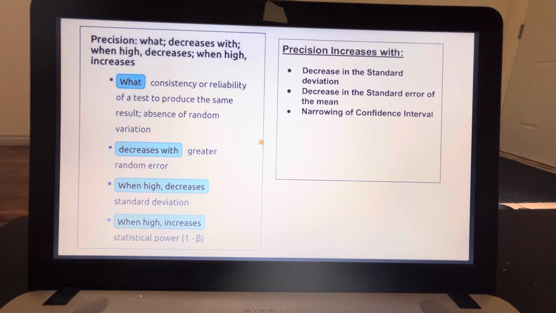So then we have precision. Precision is the consistency or reliability of a test to produce the same result if there should not be any variation. So it decreases with random error. When random error decreases, the standard deviation decreases, and the power increases. Precision increases with a decrease in standard deviation and a decrease in standard error of the mean. And if the confidence interval is narrow, then precision will also increase.